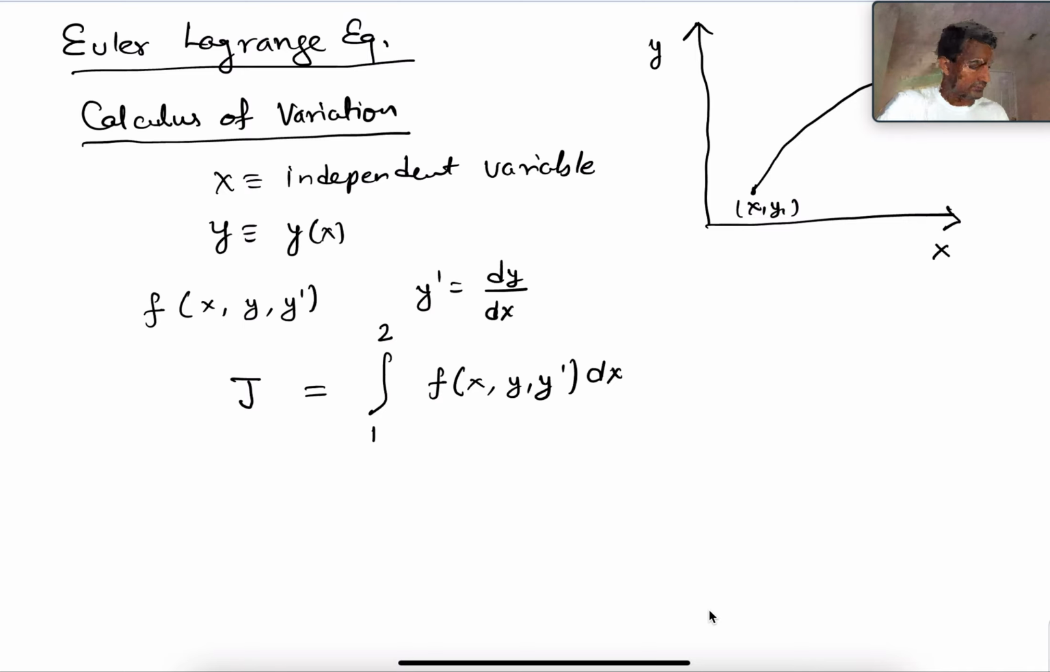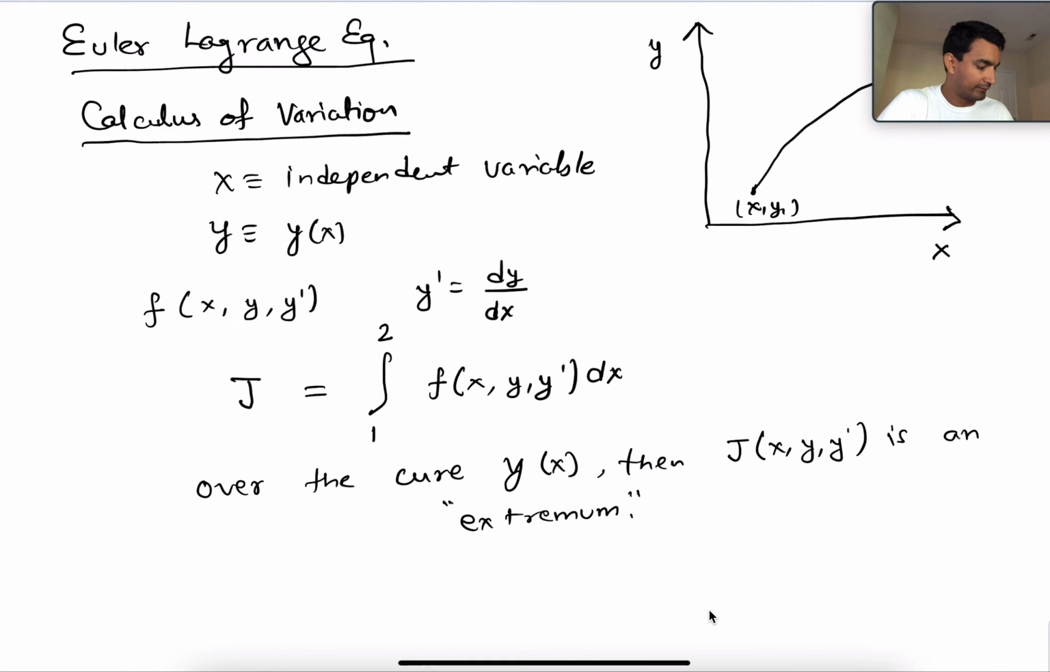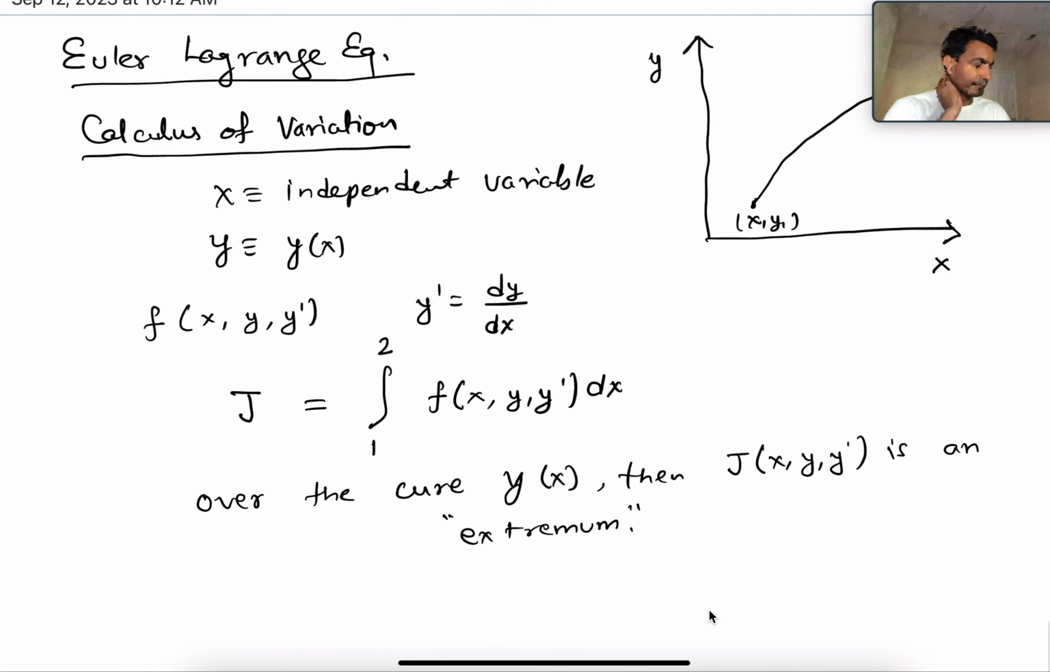And the integral is defined in such a manner that if you calculate this integral over the curve y of x, then this integral j of x, y, y prime is an extremum. So extremum might mean it's either a maximum or a minimum. So this is the constraint that we were talking about.